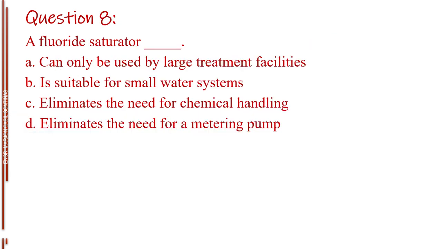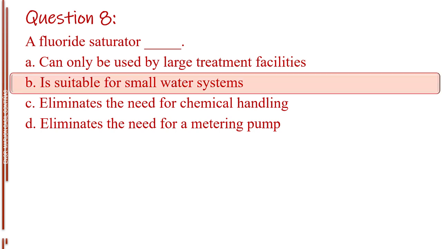Question number 8. A fluoride saturator blank. Letter A, can only be used by large treatment facilities. Letter B, is suitable for small water systems. Letter C, eliminates the need for chemical handling. Letter D, eliminates the need for a metering pump. The answer is letter B, is suitable for small water systems.